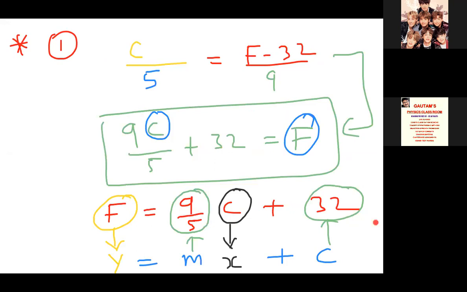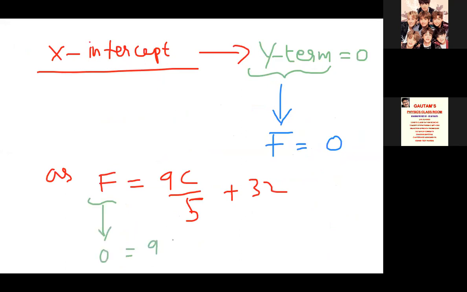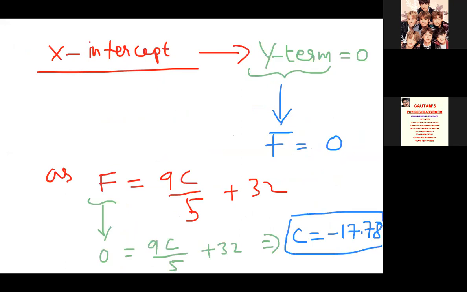Let me take that now. As f is equal to 9c by 5 plus 32, on the x-intercept I am putting this f value as 0. So 0 is equal to 9c by 5 plus 32. If you simplify here, c is equal to minus 17.78. That means minus 17.78 degrees centigrade. On the x-intercept, the value is minus 17.78 degrees centigrade.